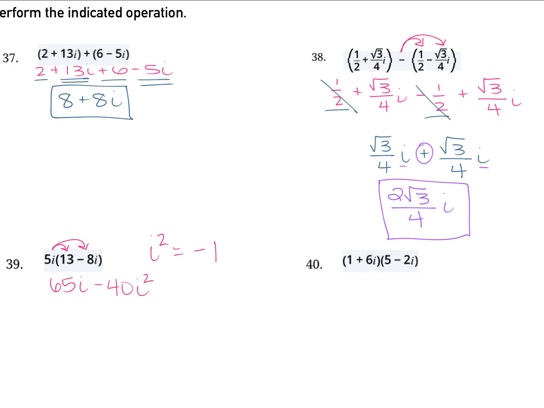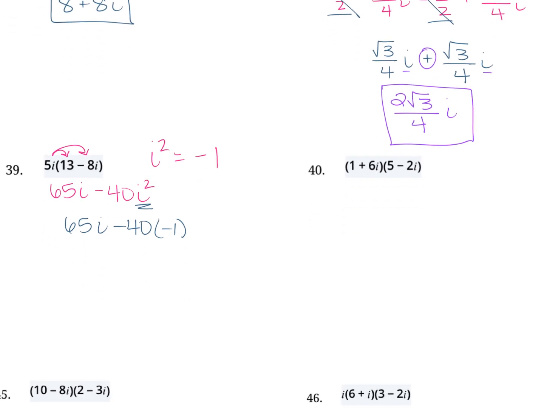You have an i squared here, so simplify that. That's going to give you 65i minus 40 times negative 1. If you multiply the negative 40 and the negative 1, it gives you a positive 40. So that's 65i plus 40. This is not in a plus bi form. Your real part has to go first. So we're going to rearrange our terms to be 40 plus 65i and give that as our answer.